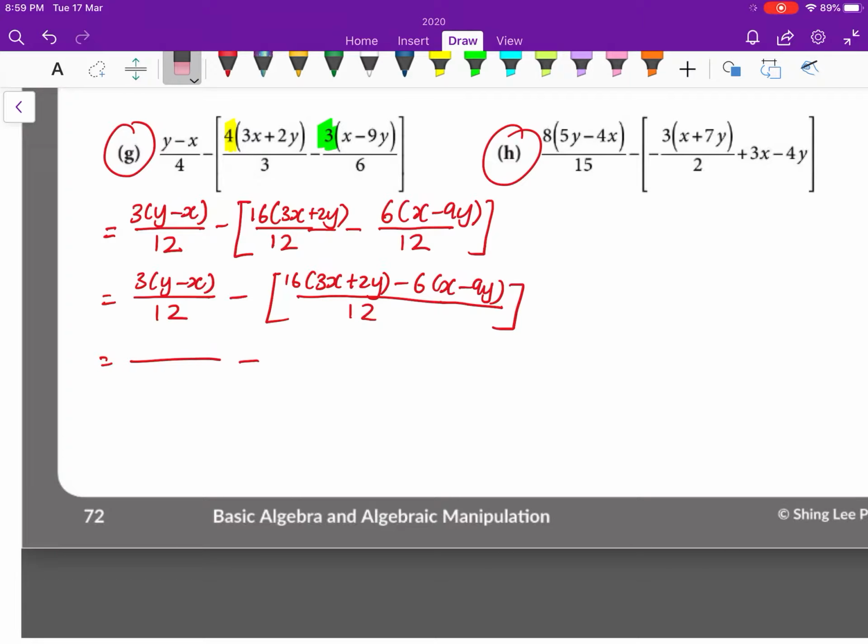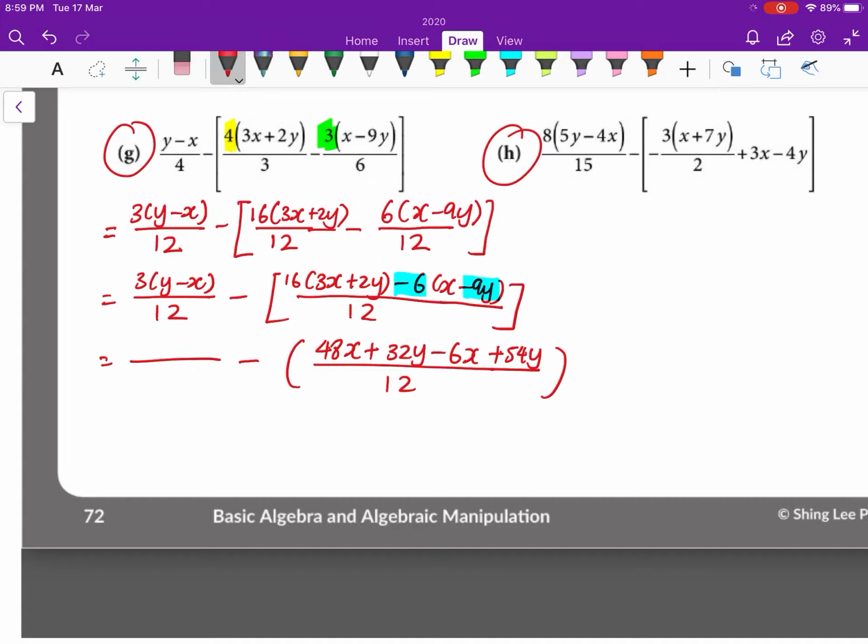Okay, once we open the bracket, actually we can change it to a round bracket. So we will have 16 times 3x, we get 48x plus 32y minus 6x. Now I want you to take a look here. Minus 6 times minus 9y. So I will have positive 54y.